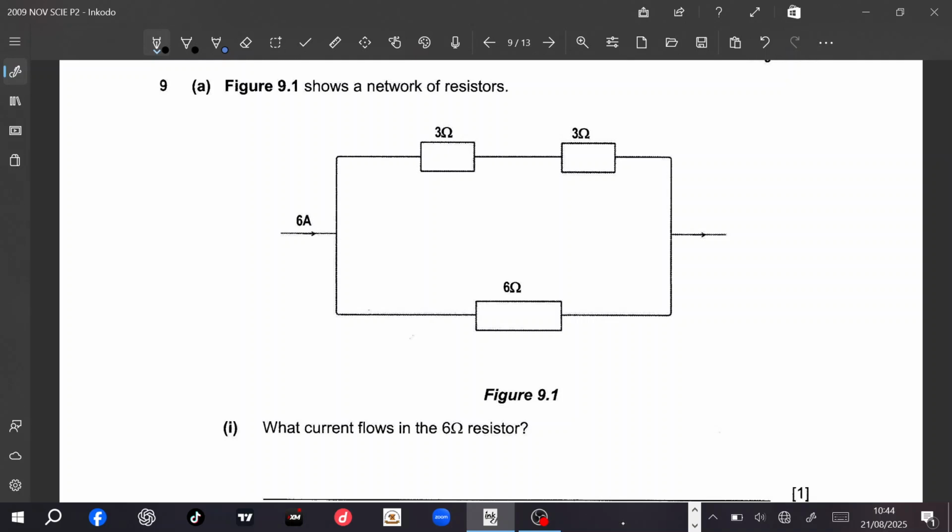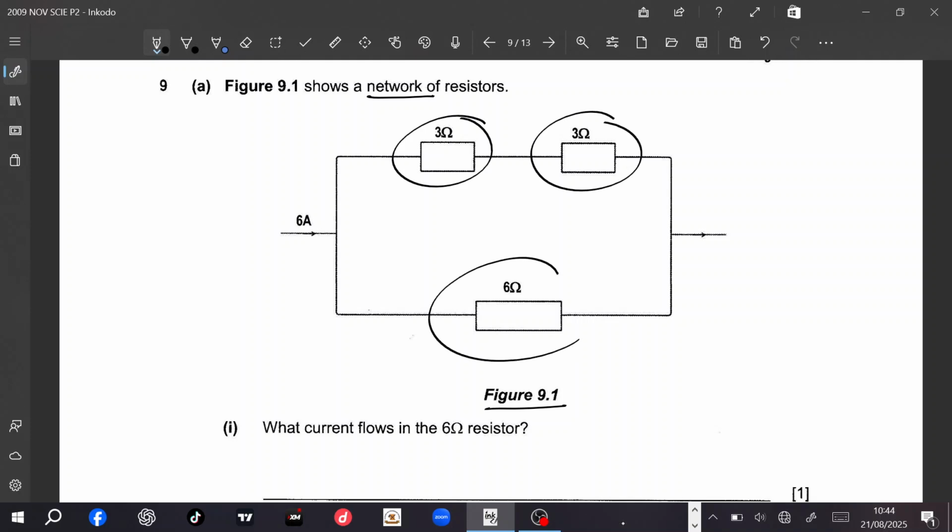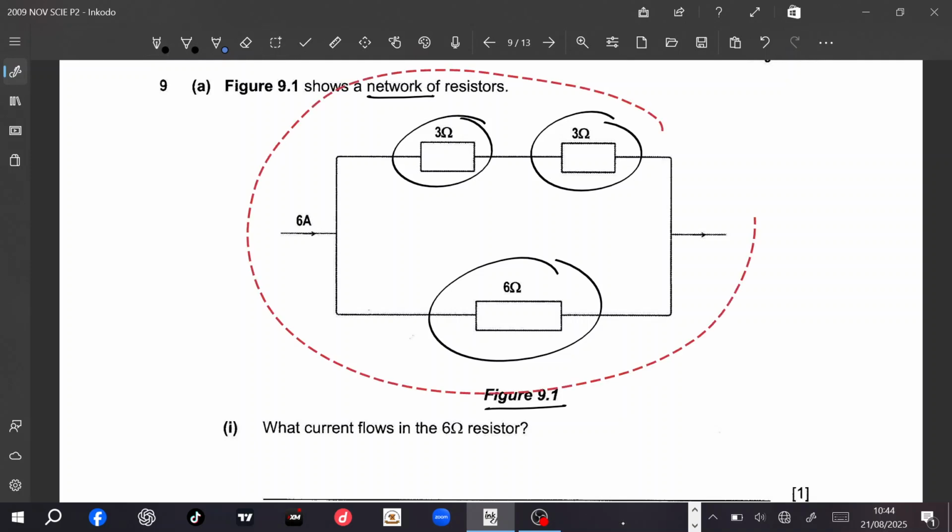The question says figure 9.1 shows a network of resistors. Such terms like network just mean a connection. You have seen we have this figure here, which is figure 9.1. They're calling it a network because a network is just a connection of resistors. We have this resistor here and this resistor here.